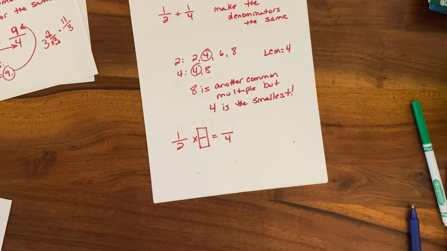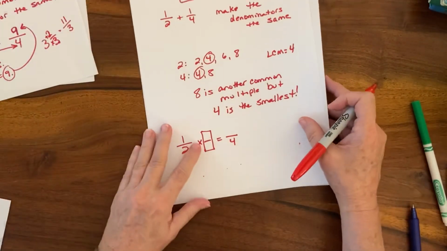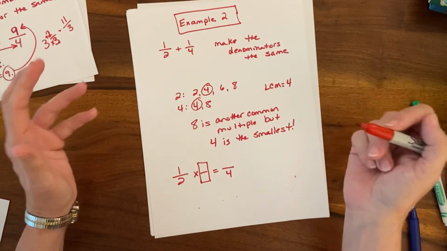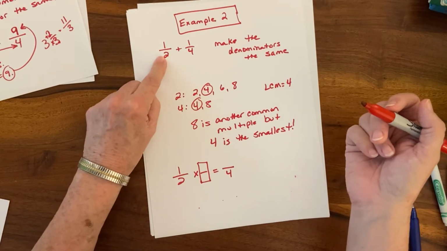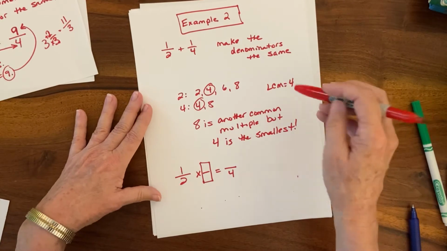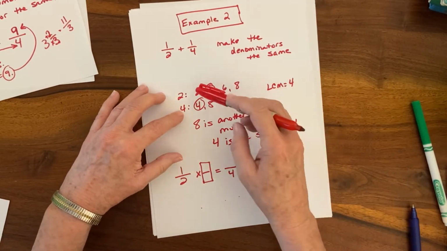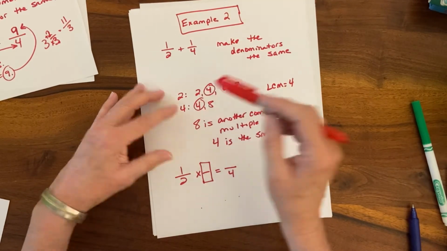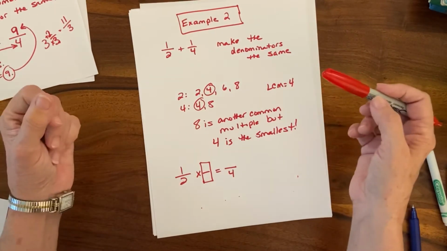So example 2. They just want me to add. I can't add fractions that don't have the same denominator, so I have to make one of them the same. You can probably see that 1/2 equals 2/4, right? But let's go ahead and do my procedure here. So I'm going to find my least common multiple of 2 and 4. 2, 4, 6, 8, 4. Oh, I already found it. Okay, so my new denominator is going to be 4.